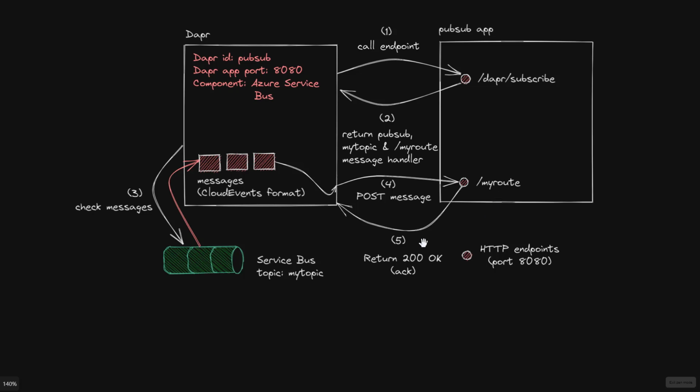These messages are then checked at the service bus topic level. In this case, the topic is called mytopic. The messages, when they are put on the service bus topic from another Dapr application, will be wrapped in a cloud events envelope. So it's not the raw message that you send from your application. There's some other metadata as well in that message. These messages are then pushed or posted to the myroute handler over there. It's of course important that your handler returns a 200 OK to acknowledge the fact that the message was accepted. Otherwise, Dapr will try to re-deliver the message to that route.